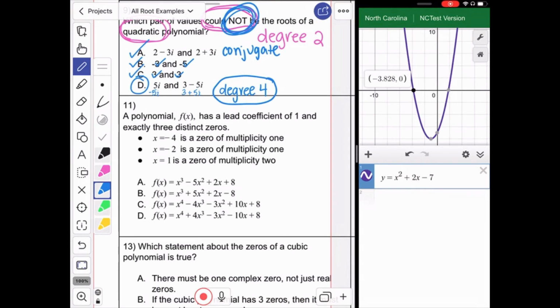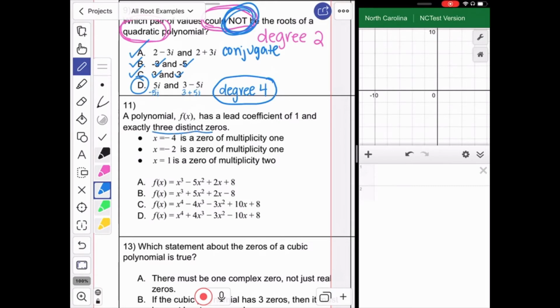All right, so number 11. A polynomial has a lead coefficient, so the number in front of everything is 1, and has at least 3 distinct zeros. Now, we don't know what the degree is because it says that it has 3 distinct zeros, but it could have some complex in there.